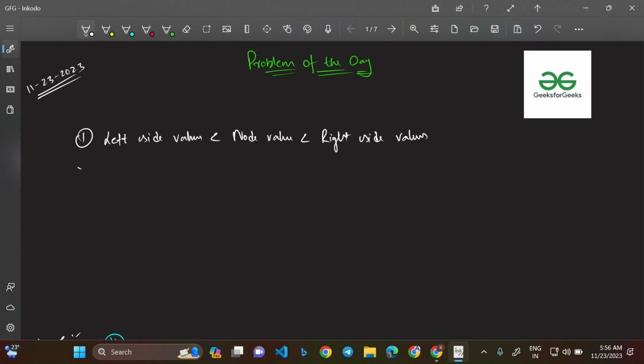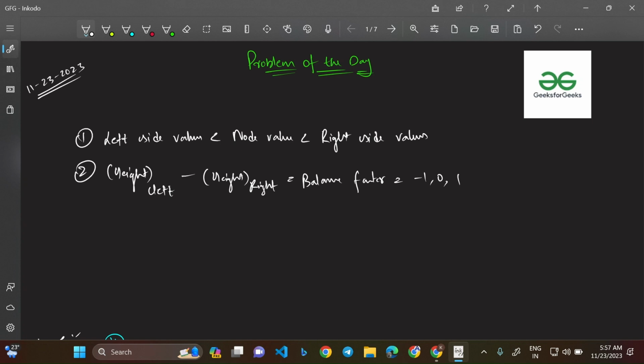Now the second one, what is the second one? Height, in the sense of maximum height. Height of left minus height of right. This is nothing but the balance factor, and this must be -1, 0, or 1. So height of left minus height of right must be either -1, 0, or 1.